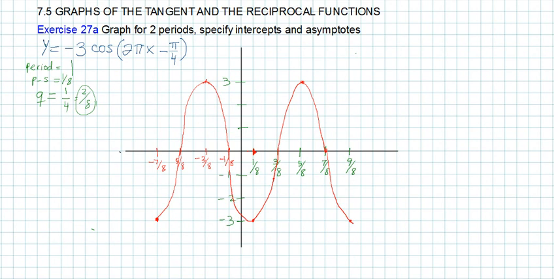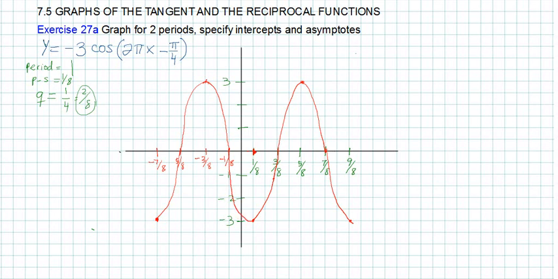Okay. They also want to know intercept and asymptote. So my intercepts are at 5/8, -1/8, 3/8, and 7/8. And they also want to know my y-intercept.